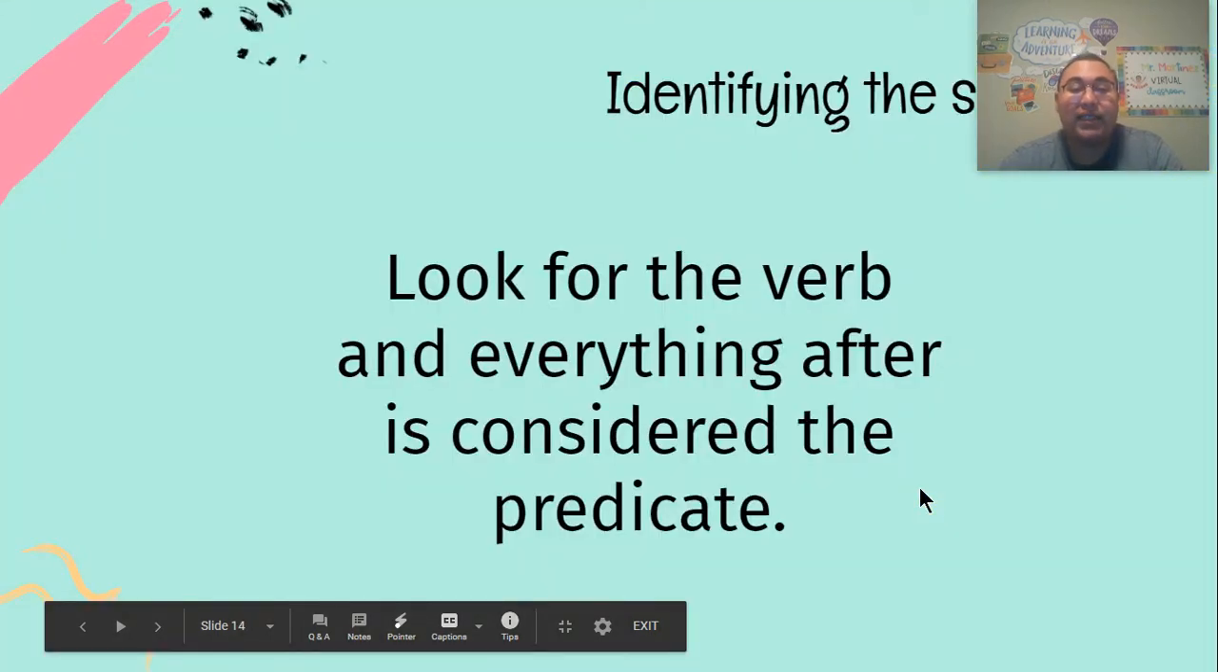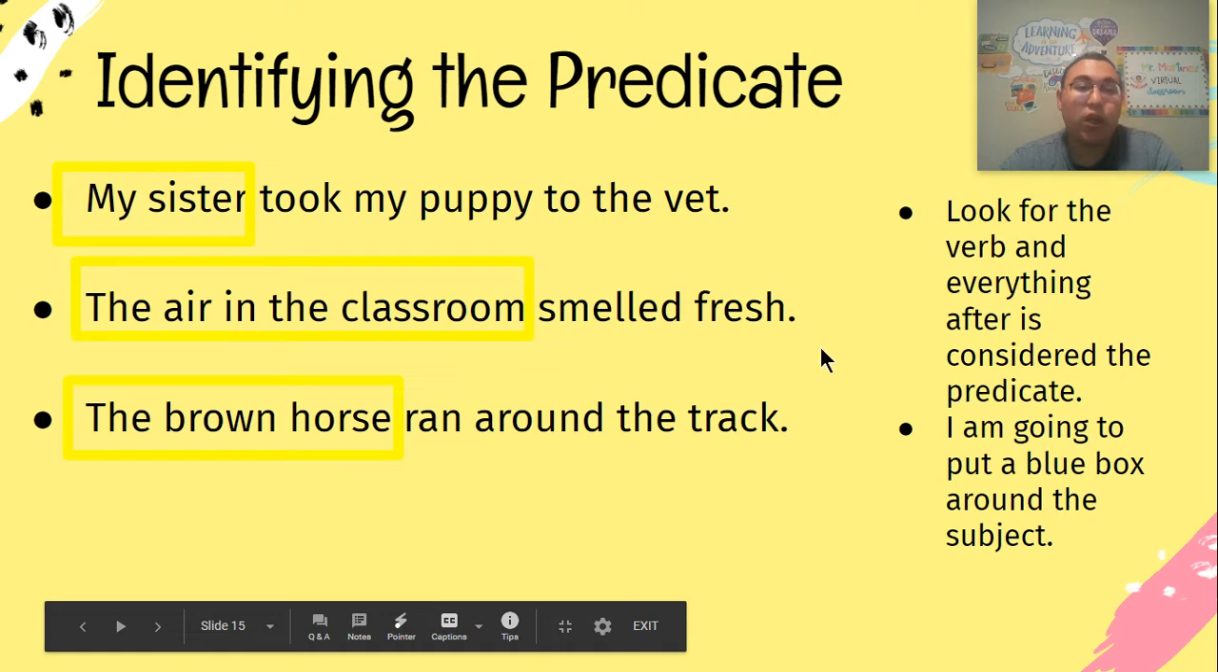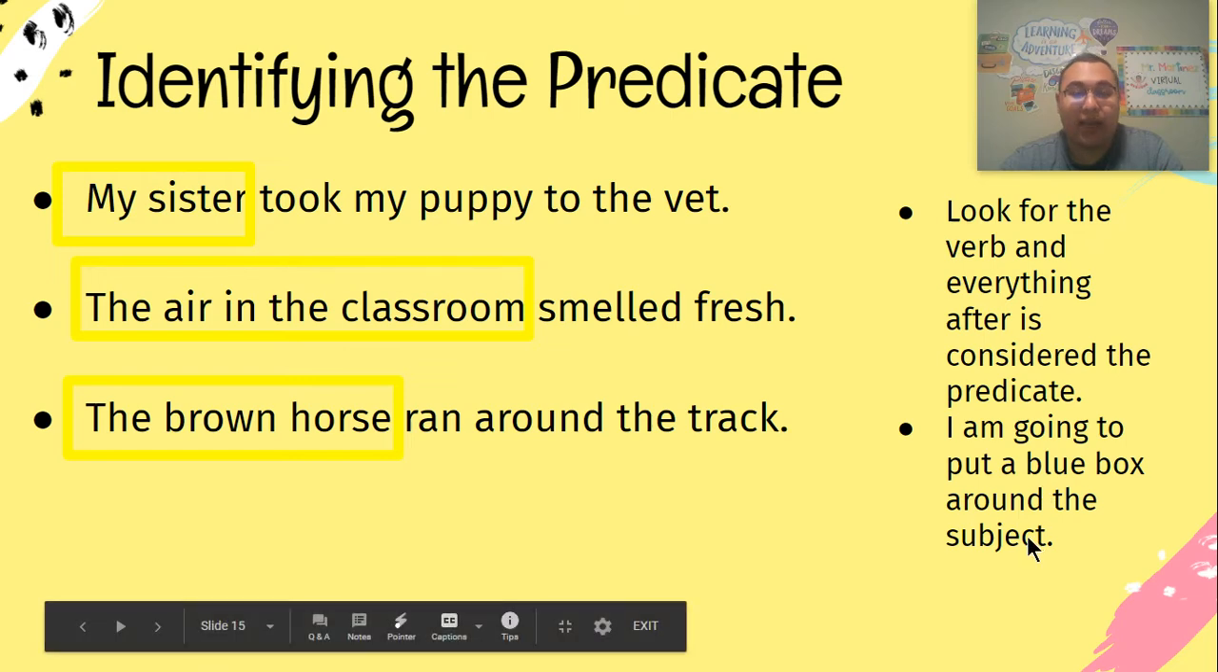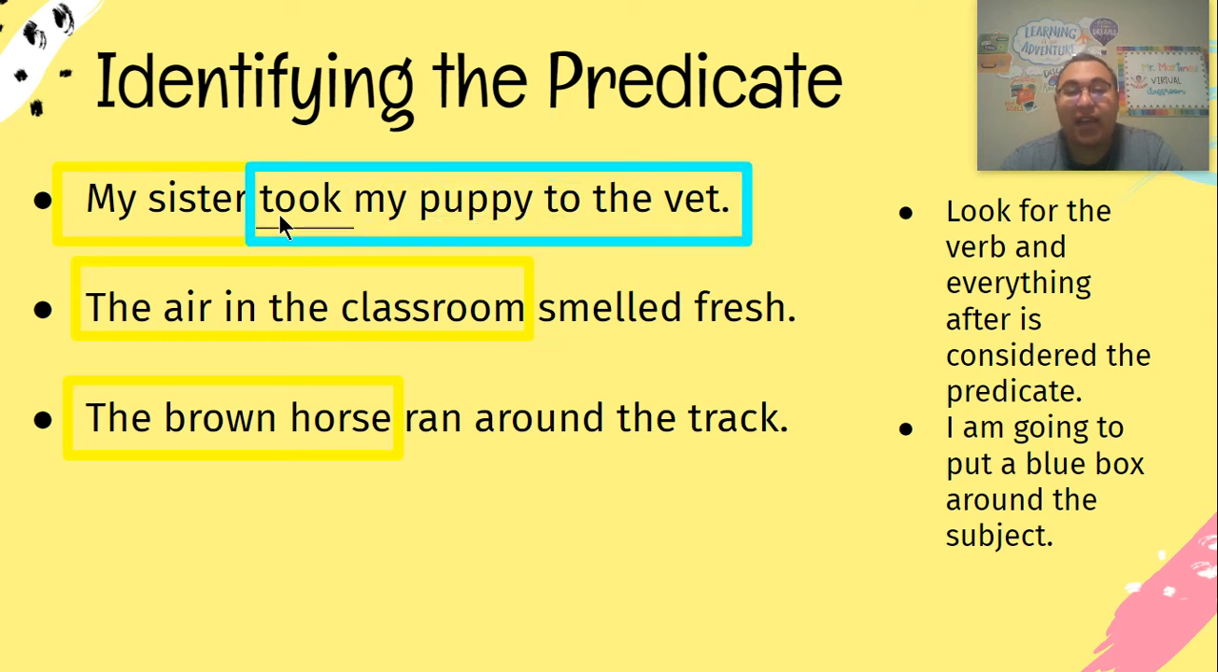Now I'm going to identify the predicate. So identifying the predicate. I already have my subject here. I'm going to look for my verb, and everything after that is considered the predicate. And I'm going to put a blue box around the predicate. Okay? So my verb here would be took. So everything after that is going to be considered the predicate. The air in the classroom smelled fresh. What is my verb here? It's smelled. So everything after that is going to be considered my predicate.